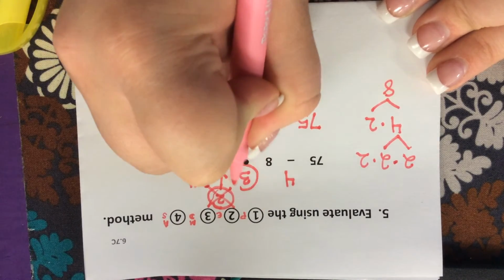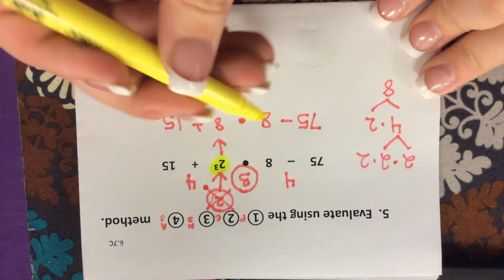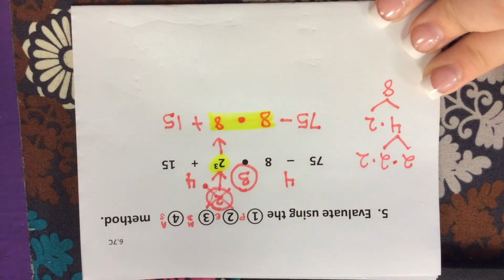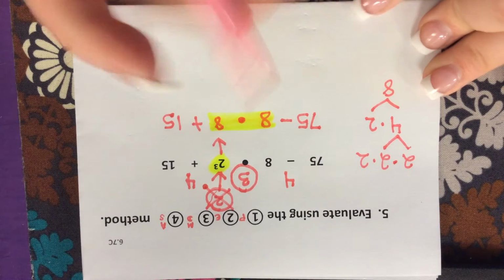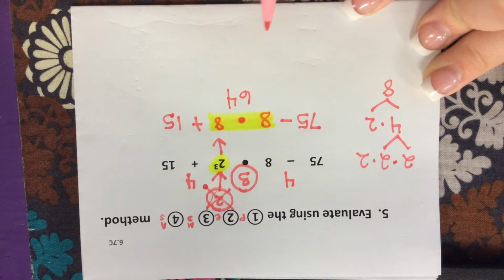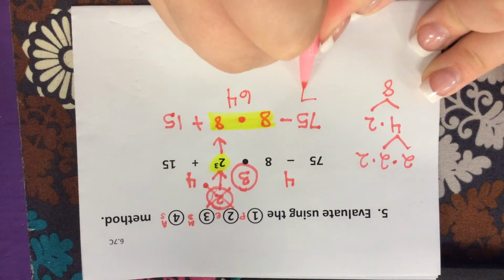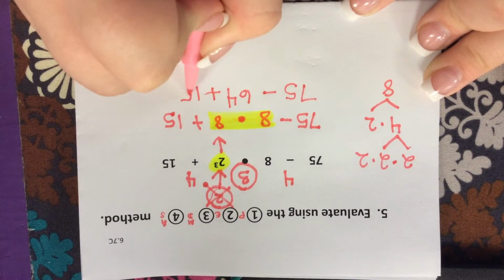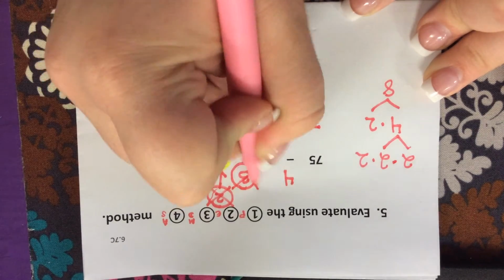We're going to move on to step 3. We're going to multiply now. 8 times 8 equals 64. And we need to bring the rest of it down. 75 minus 64 plus 15. And we're done with that step 3.